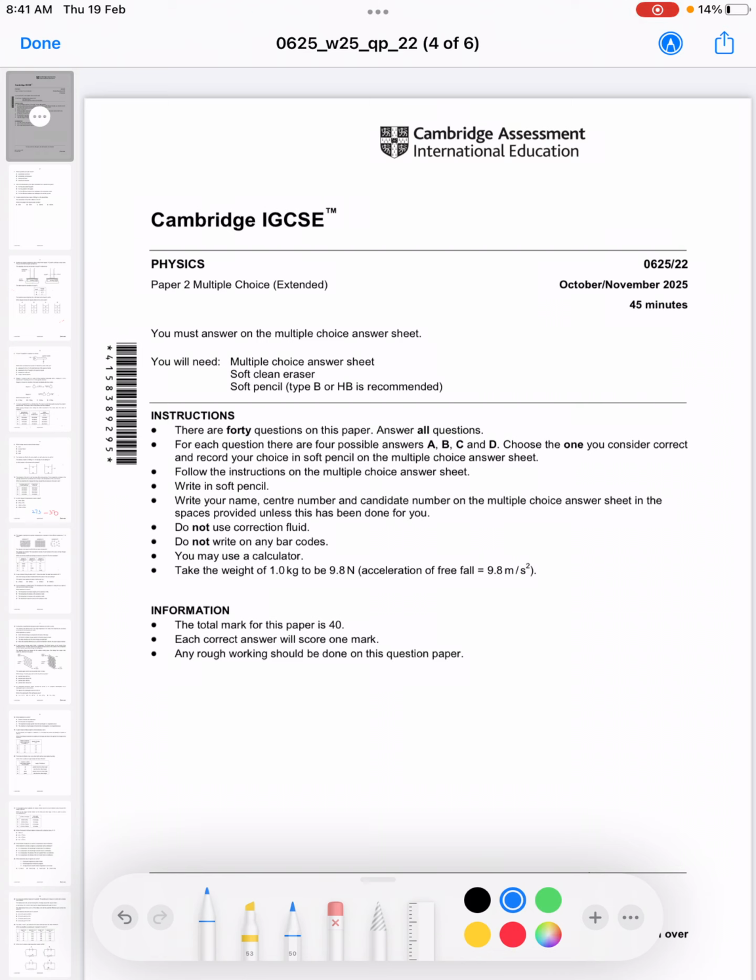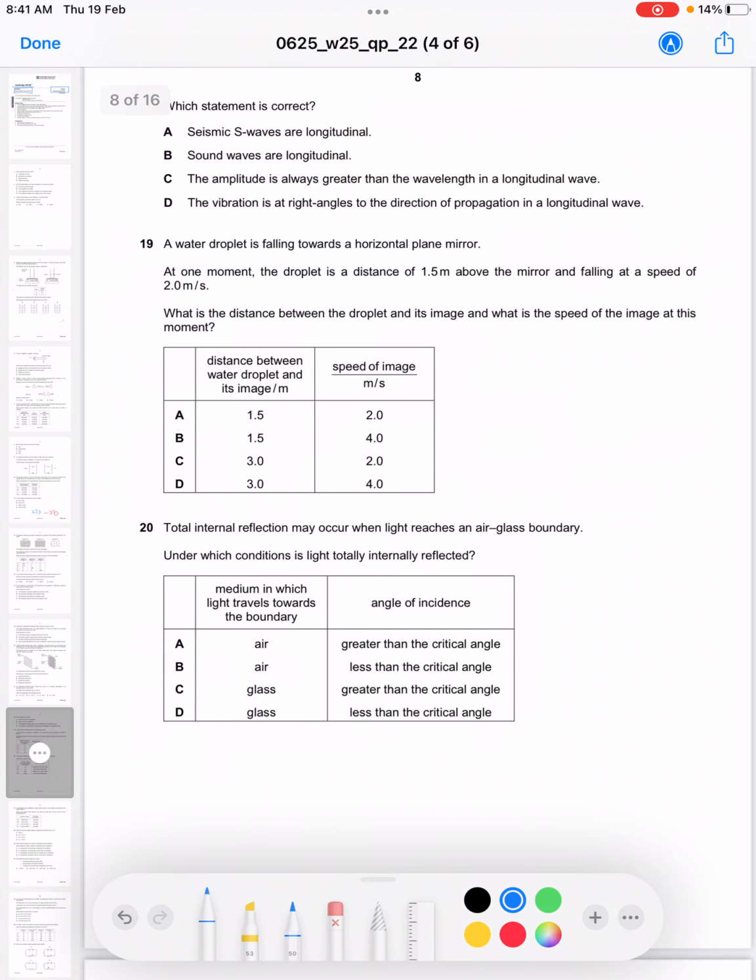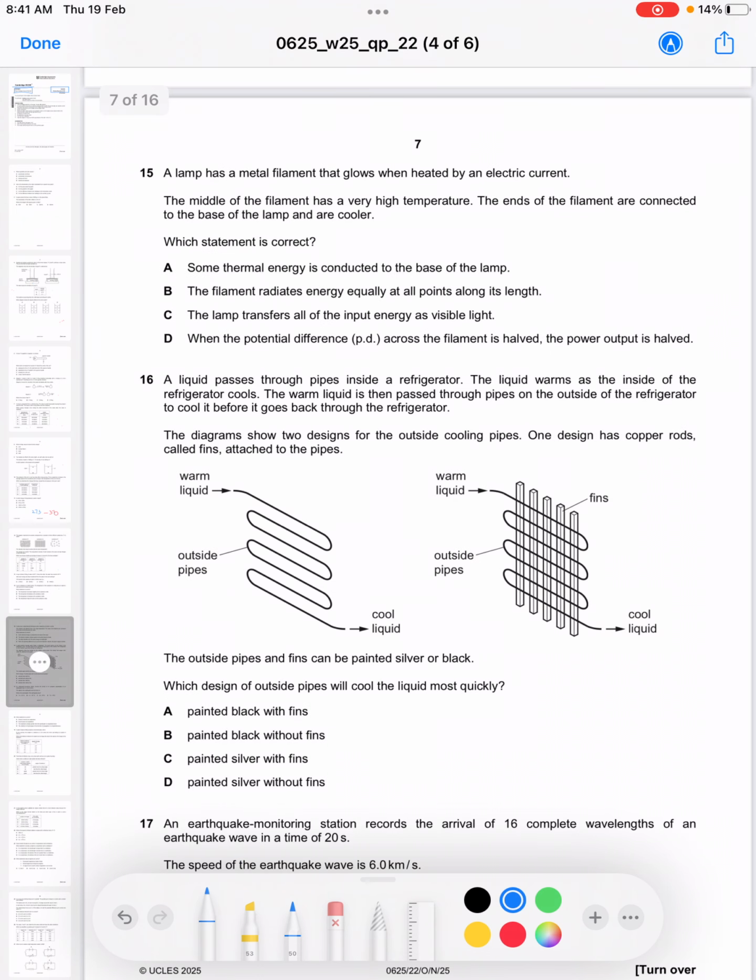This is Shamsa Jabeen and we are solving Cambridge IGCSE Physics Paper 2 multiple choice October-November 2025 with the code 0625222. In this video we will solve question number 15 of this paper. So let's read the question.